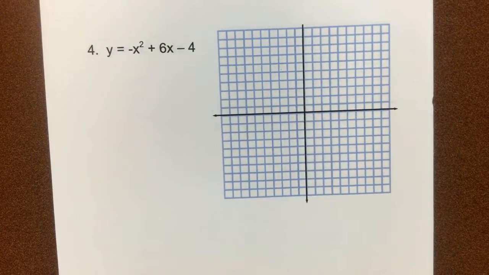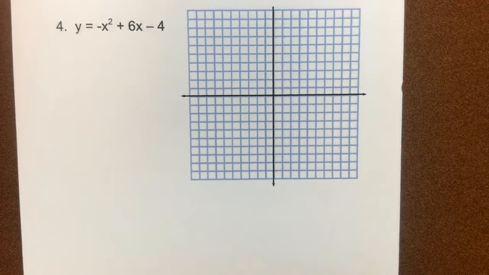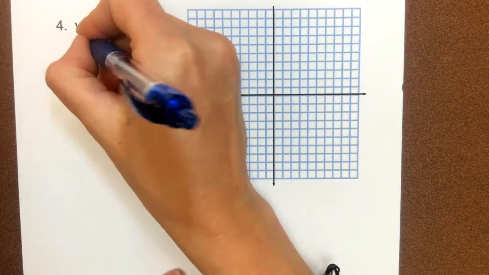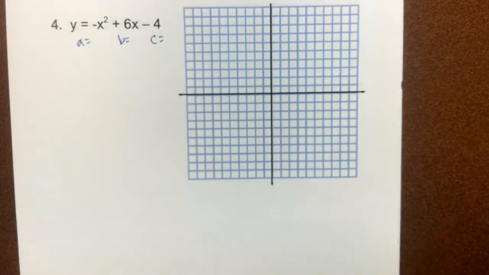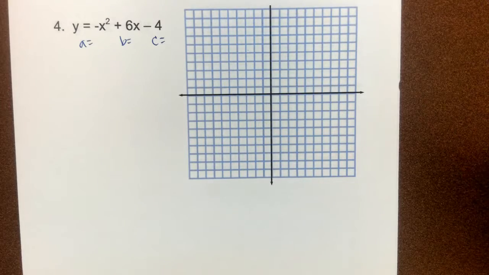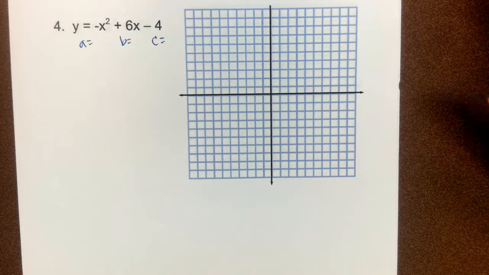Make sure you go back and pause any of these videos if I was talking too fast or you missed something. All right, so this one's awesome because it's already in standard form. I want you to label your A value, your B value, and your C value and go through the same steps of finding your axis of symmetry, finding your vertex, finding your y-intercept, and creating a table of values.